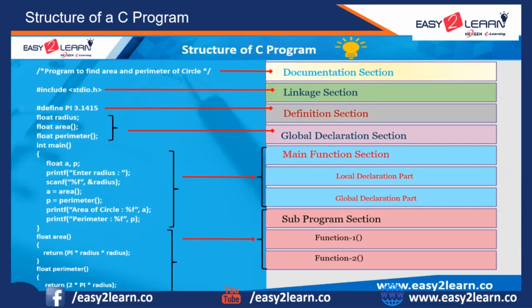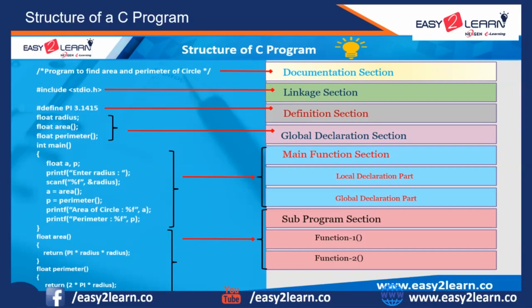What is the documentation section? It is a comment line in a C program. This comment tells about the program and author details. This will be most helpful for further updates or to upgrade the code. This comment line should start with /* and end with */.